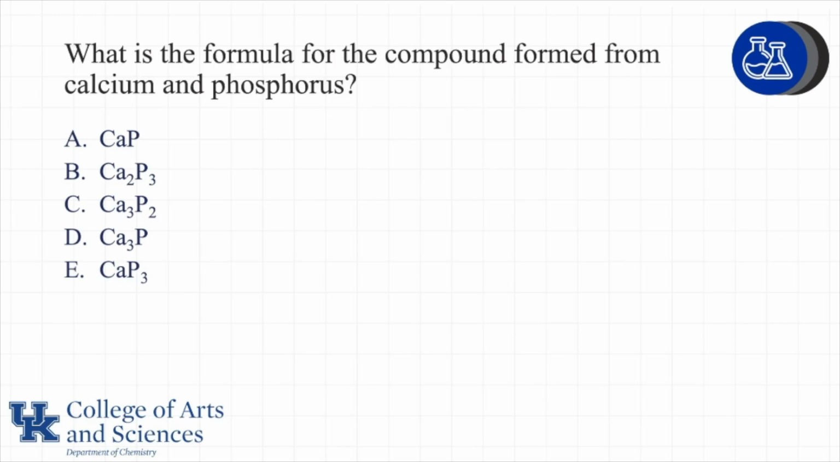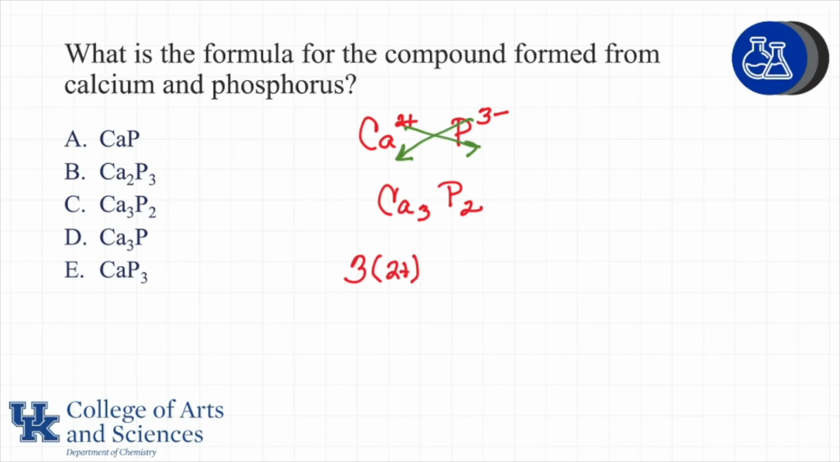What is the formula for the compound formed from calcium and phosphorus? First, we need to determine the ions that form for each of these elements. Calcium 2 plus and phosphorus 3 minus based on their location in the periodic table. We crisscross down and we get Ca3P2. We can't simplify that down. That is the simplest ratio between those two ions. We have 3 times 2 plus, 2 times 3 minus, and overall we have a neutral compound. So C is our answer.